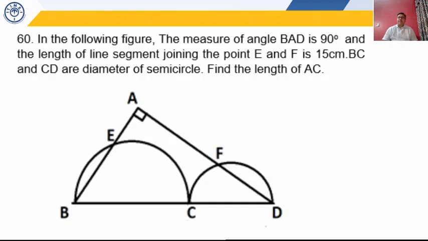In the following figure, the measure of angle BAD is 90 degree. So this angle is 90 degree, given in your question. And the length of line segment joining the point E and F is 15 centimeter. E to F is 15 centimeter as per your question. And BC and CD are diameters. So of course the centers of these two semicircles would be here. Let's say one of the centers is P and the other center is Q.